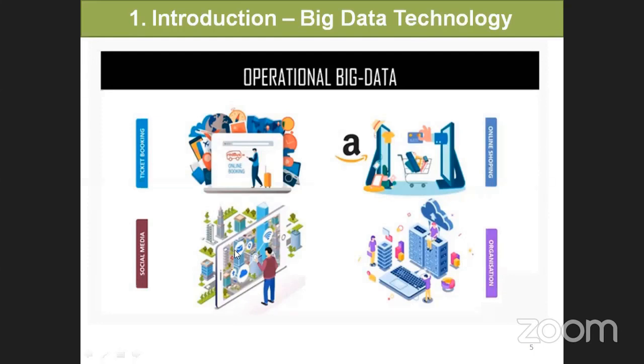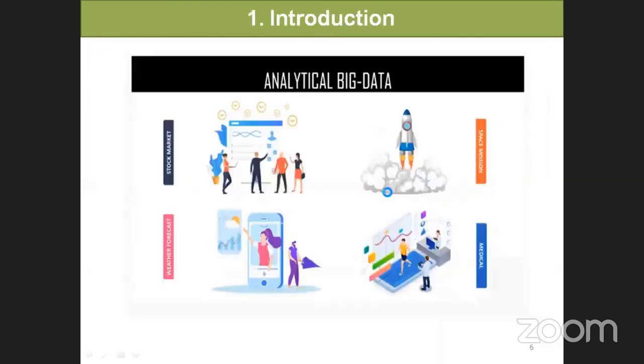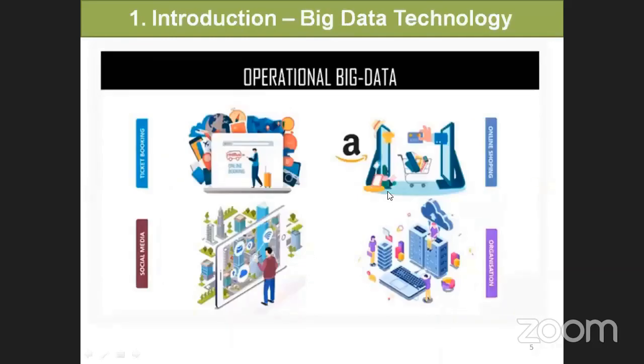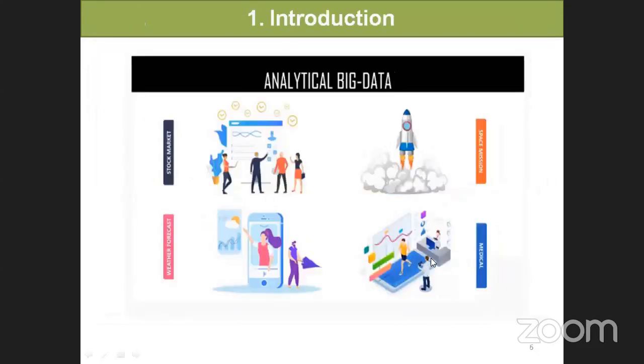Otherwise, social media. So clearly understand which type of data is the input of your project. Then online shopping is another operational big data. Another one is the organization. Organization data is purely for any particular organization. Then analytical big data means here only we are getting some decision making.